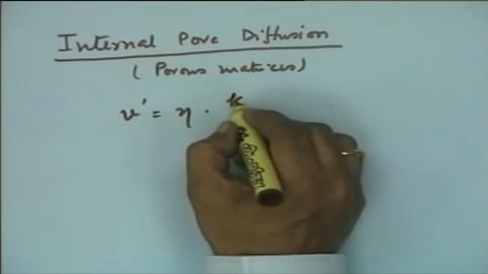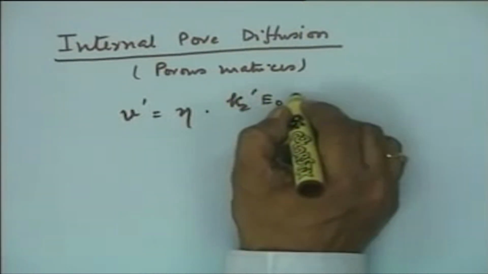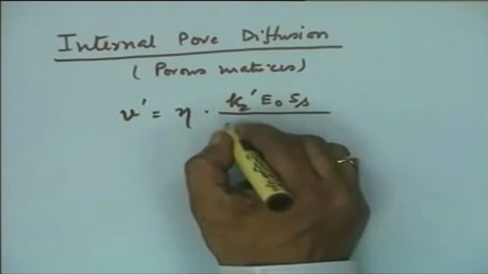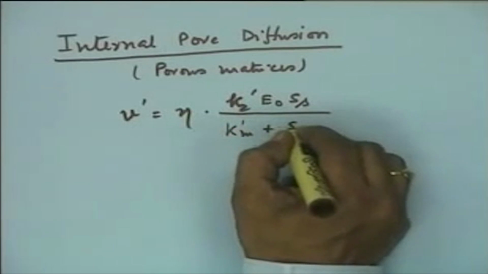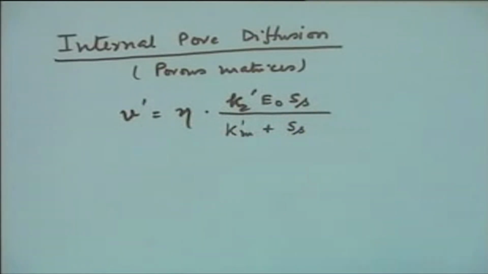Now, very broadly, the effect of internal pore diffusion for an isothermal reaction is described in a simplistic way by V' equal to eta K2' E0 into Ss upon K'M plus Ss. Mind it, you will notice that I mentioned Ss, which means I am excluding the film diffusion. Whatever concentration of substrate has reached the surface, from there into the pores of the particle is what we are considering.